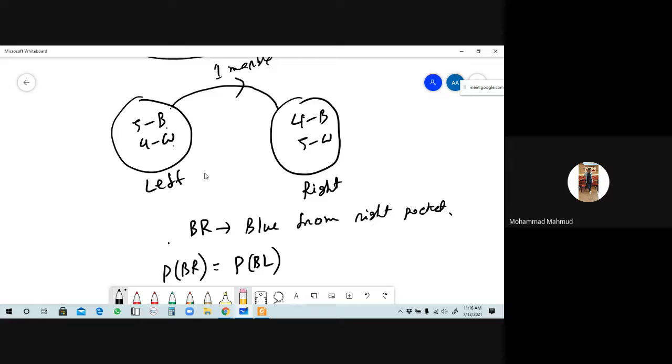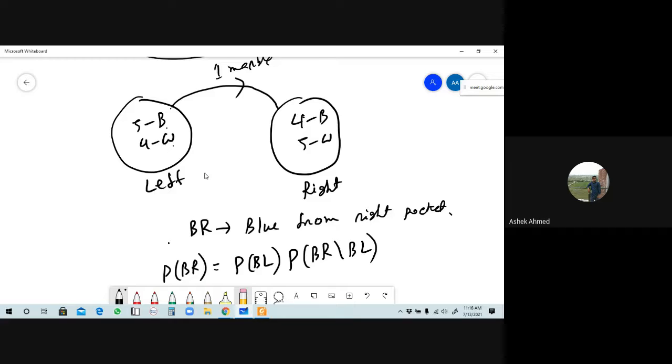After transferring blue from the left pocket, he chooses a marble. You have to choose a marble, a blue marble from the right pocket. Since he removes a blue marble from the left pocket first, this event will be blue from left pocket, given.